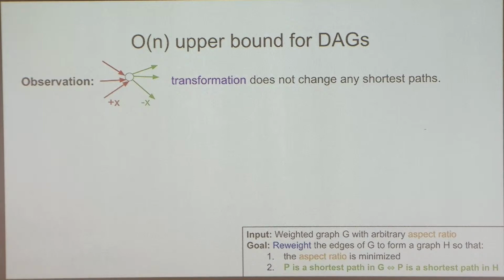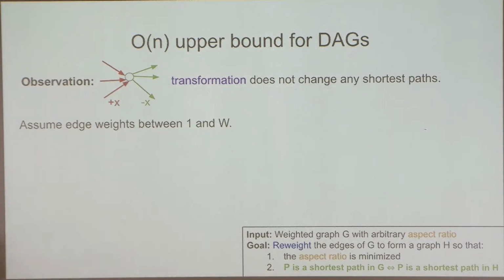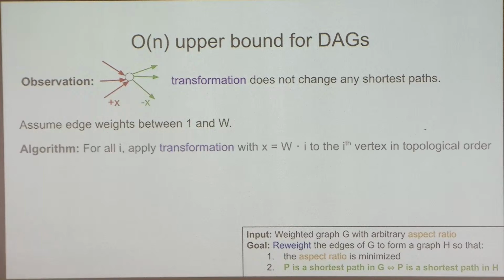And this is an application of price functions in case you've heard of those. If not, that's fine. Okay, so let's assume that initially all of the edge weights are between 1 and W. So sorry, this is a different use of W than before. Initially, all the edge weights are between 1 and W. So W could be large, it could be exponentially large here.